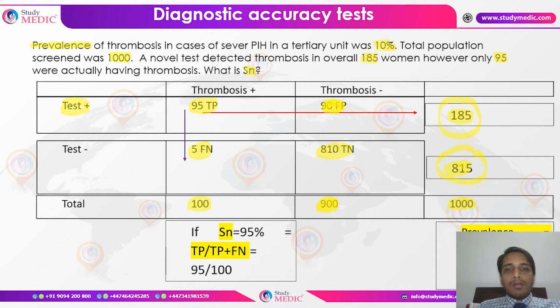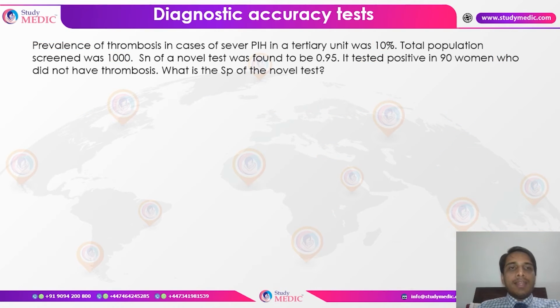Now the next question. The prevalence of thrombosis in this case again is 10%, and the total population again is 1000. For ease of calculation, we are keeping the same values. Okay. Now sensitivity is given here. The sensitivity of the new test is found to be 95%.